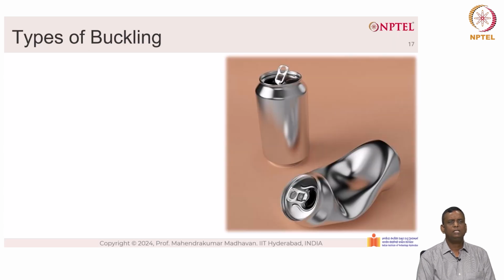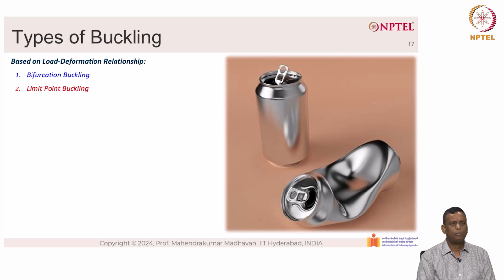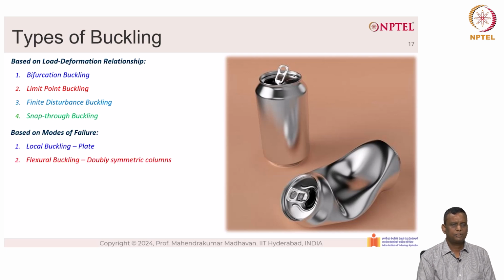Now, let's look at the types of buckling. Buckling can be classified based on several definitions. One is based on the load deformation relationship. In load deformation relationship, we can have bifurcation buckling, limit point buckling, finite disturbance buckling, and snap through buckling. And based on modes of failure, we can have local buckling of plate, and flexural buckling, basically of doubly symmetric columns.